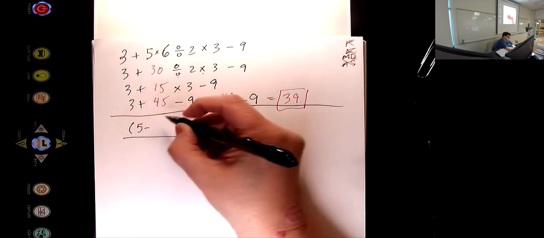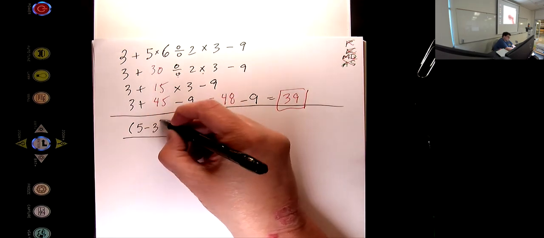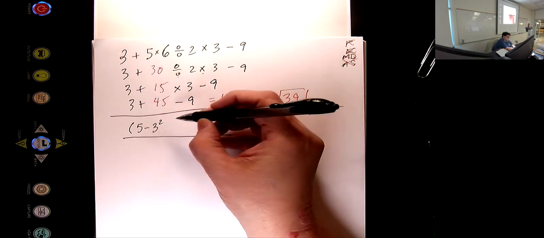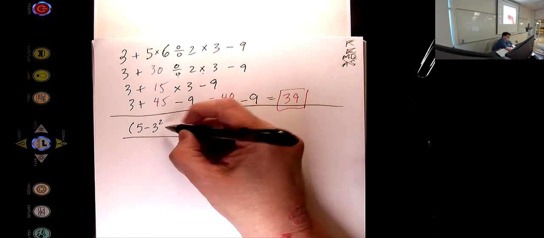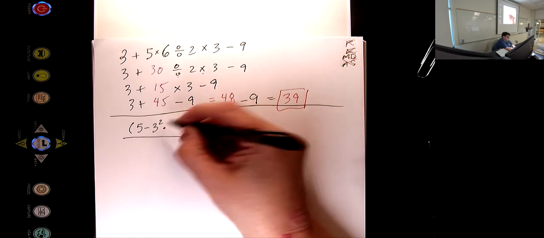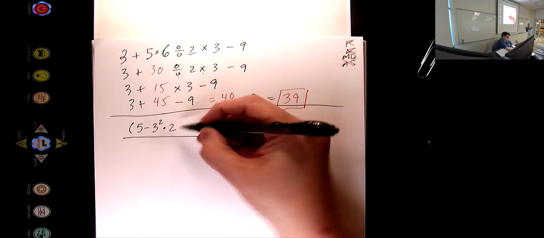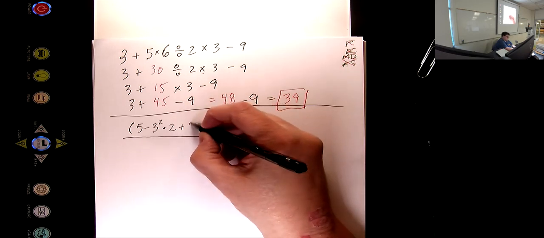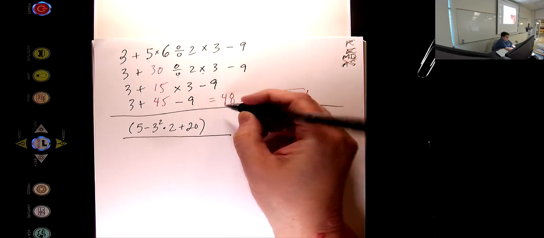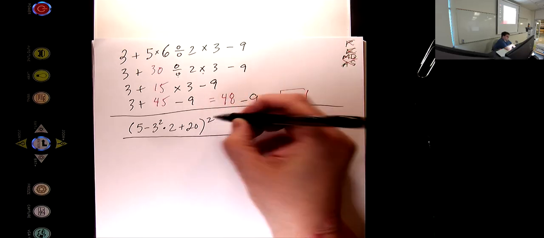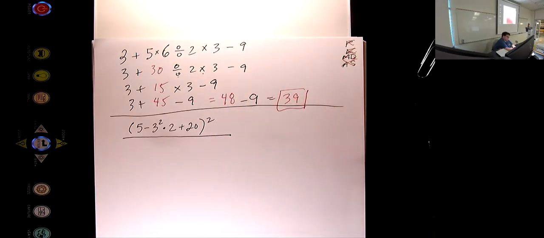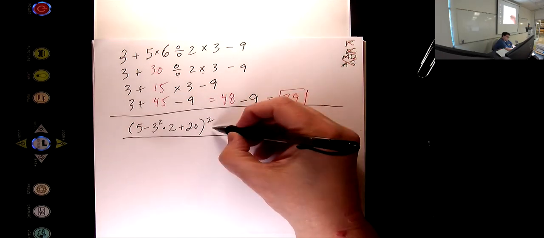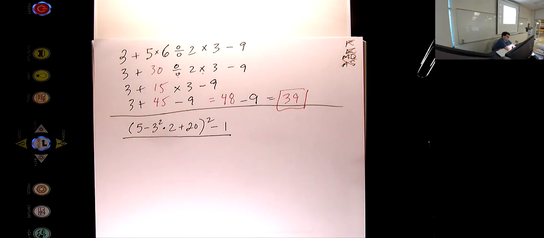5 minus 3 squared, let's see, times 2 plus 20. And then we will square that. And then we will say minus 1. That'll be our top.